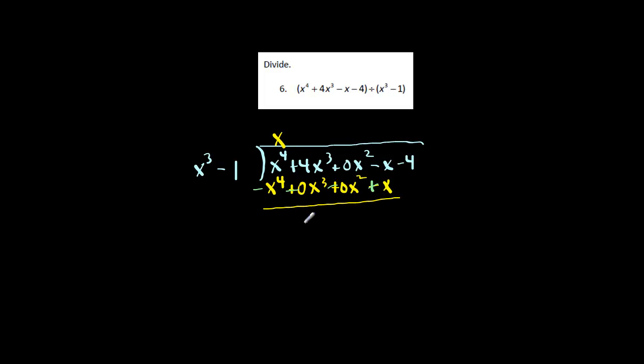These cancel. This gives you 4x cubed. That cancels. It doesn't give you anything. This cancels. And you're left with minus 4. X cubed goes into 4x cubed 4 times. Let's multiply. 4 times x cubed is 4x cubed. 4 times negative 1 is negative 4. And when you switch the signs and add down, you get a remainder of 0. So the answer is x plus 4.